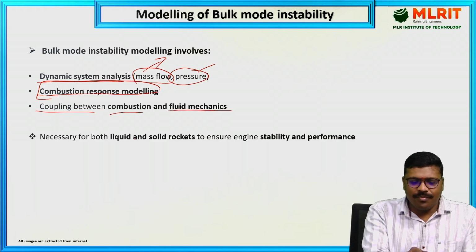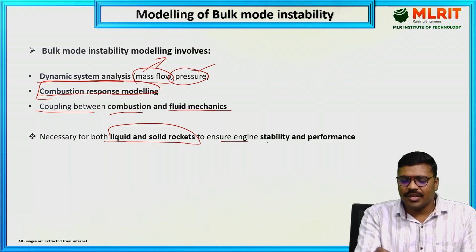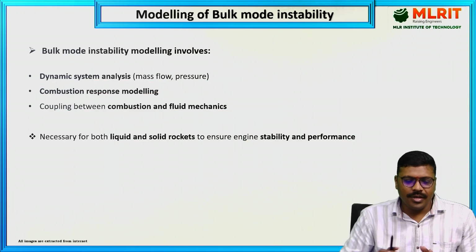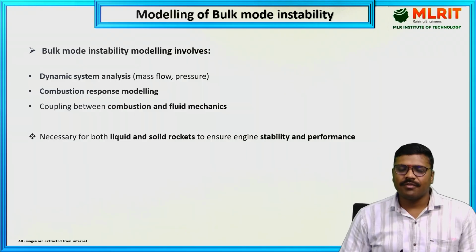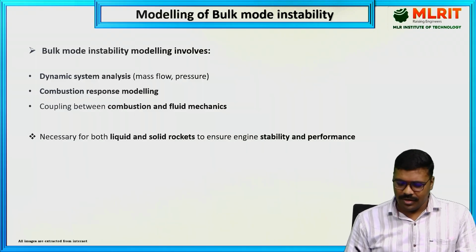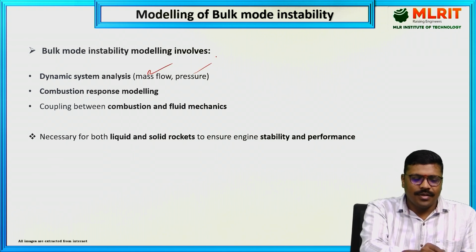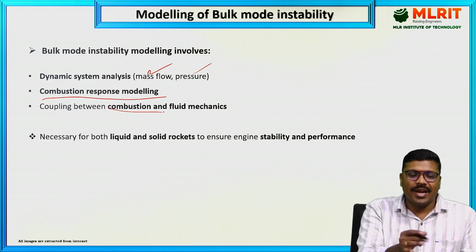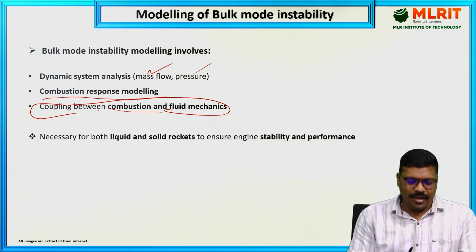These are necessary for both liquid and solid rockets, ensuring the engine stability performance. So these are the major parameters to be concentrated on to avoid the bulk mode of instability in liquid and solid propellant rocket motors: mass flow rate, pressure, combustion response modeling, and the relation between the combustion process and fluid mechanics, coupling between the feed system and combustion chamber.